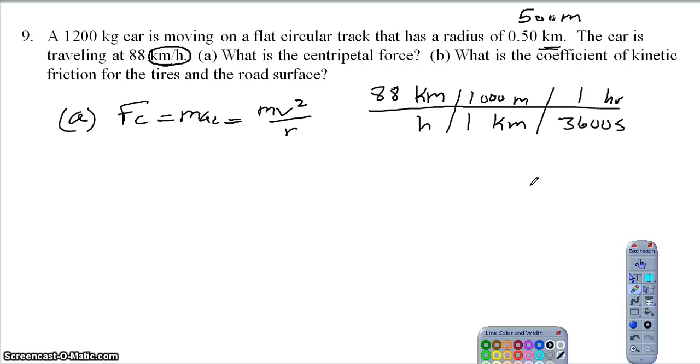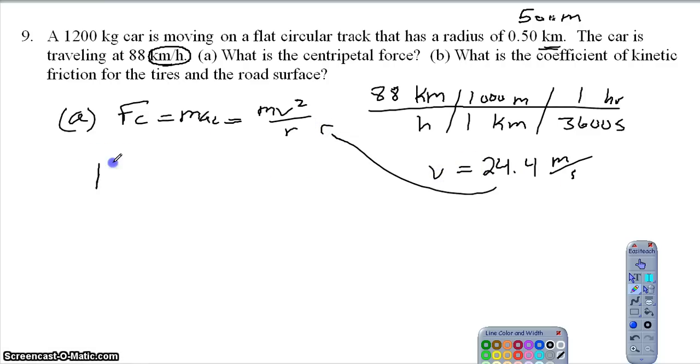Just taking this relationship, converting those out, I should find that this velocity should be about 24.4 meters per second. So once we convert that to meters per second, we should get somewhere in the ballpark of 24.4 meters per second.